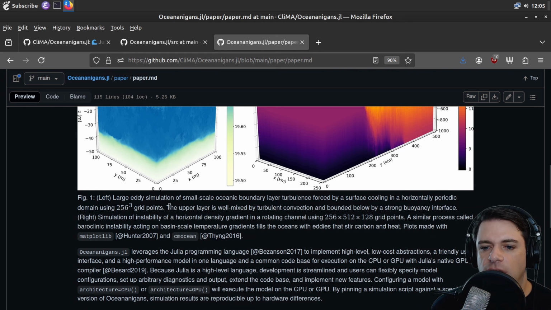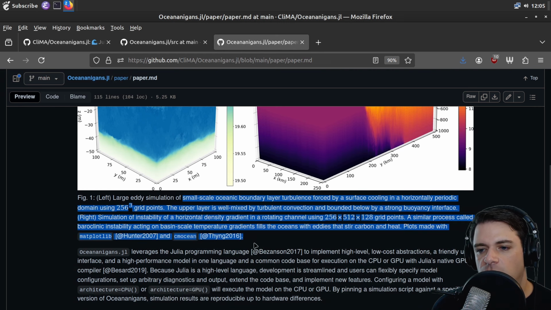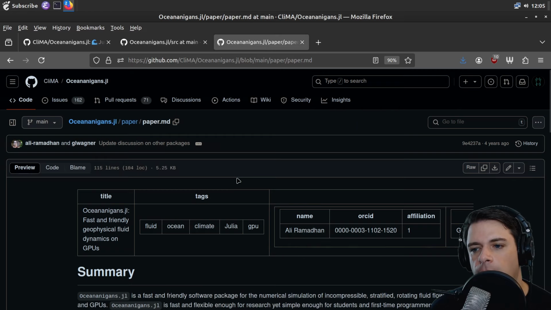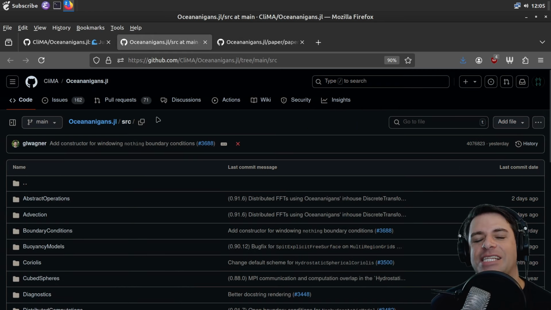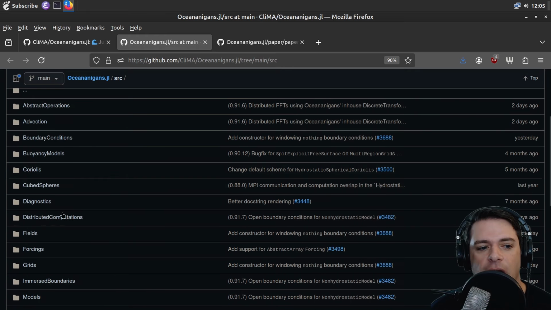So here's a large eddy simulation of small-scale oceanic boundary layer turbulence forced by a surface cooling in a horizontally periodic domain using 256 cubed grid points. Okay, so that's what they're up to. The geometry is really simplified. I don't know that.